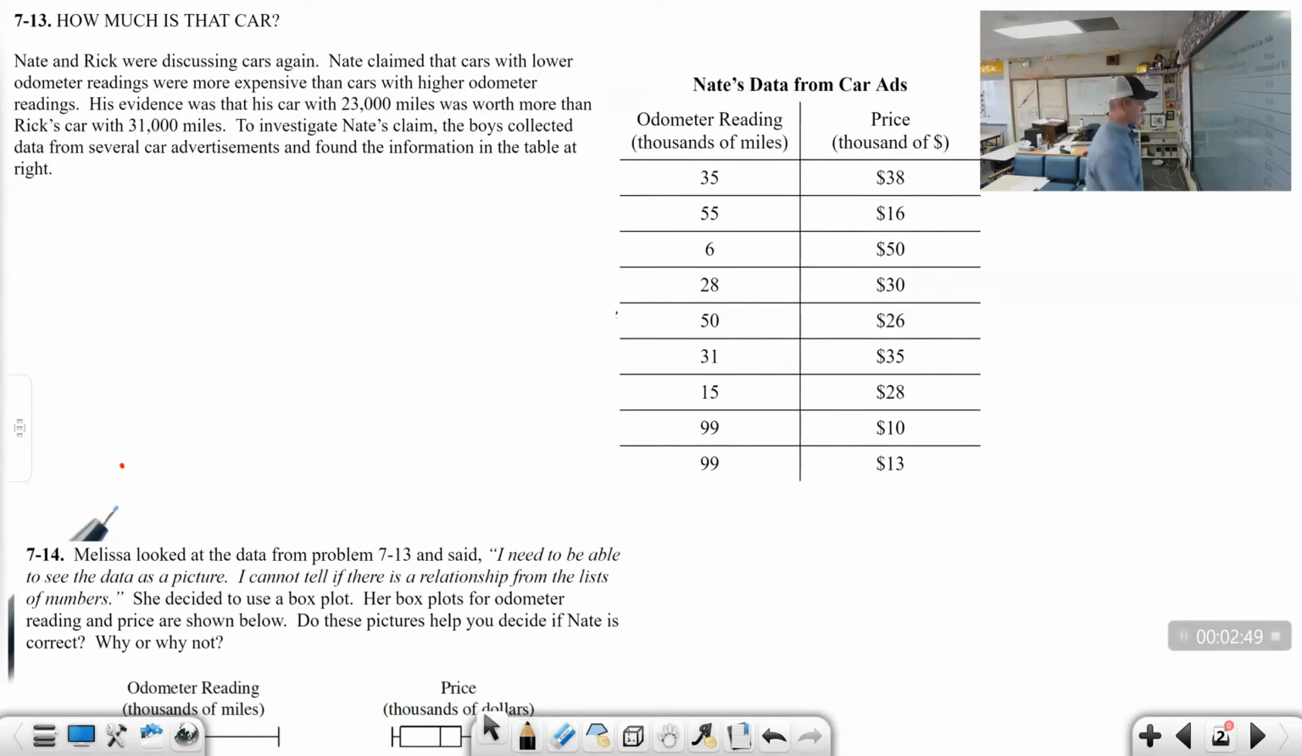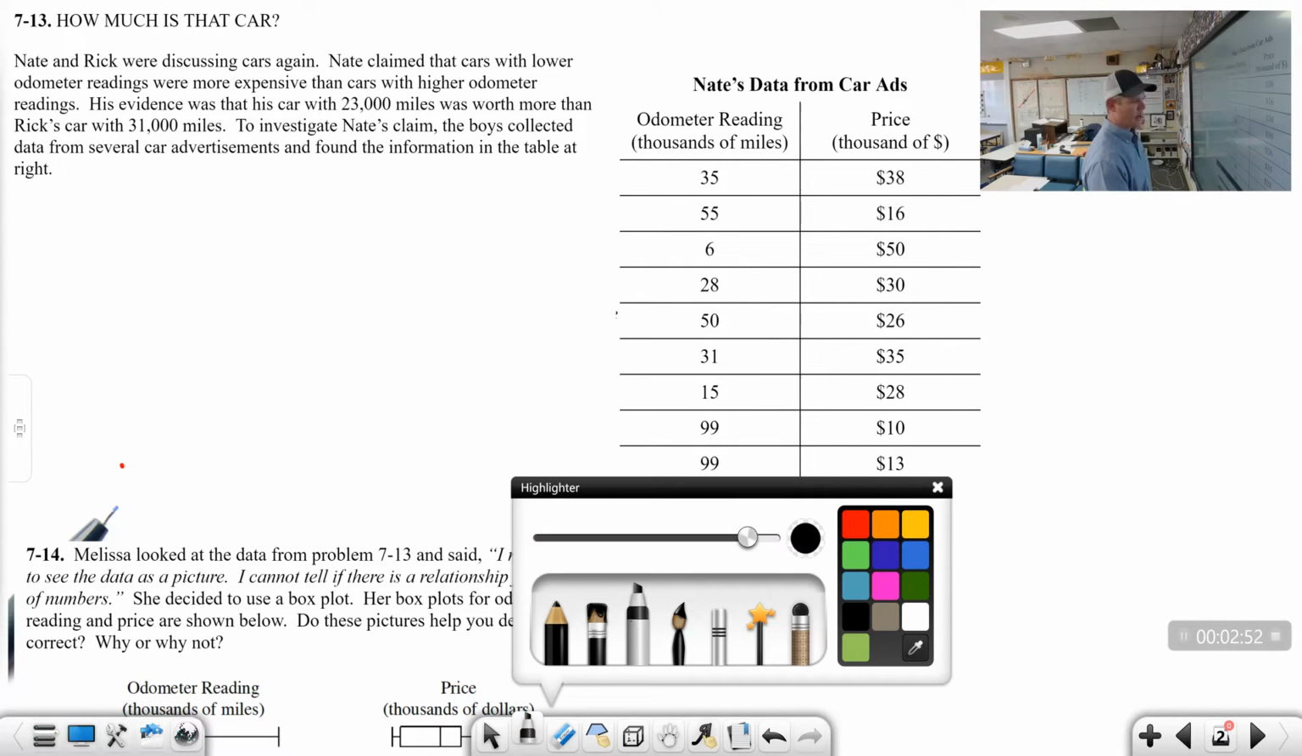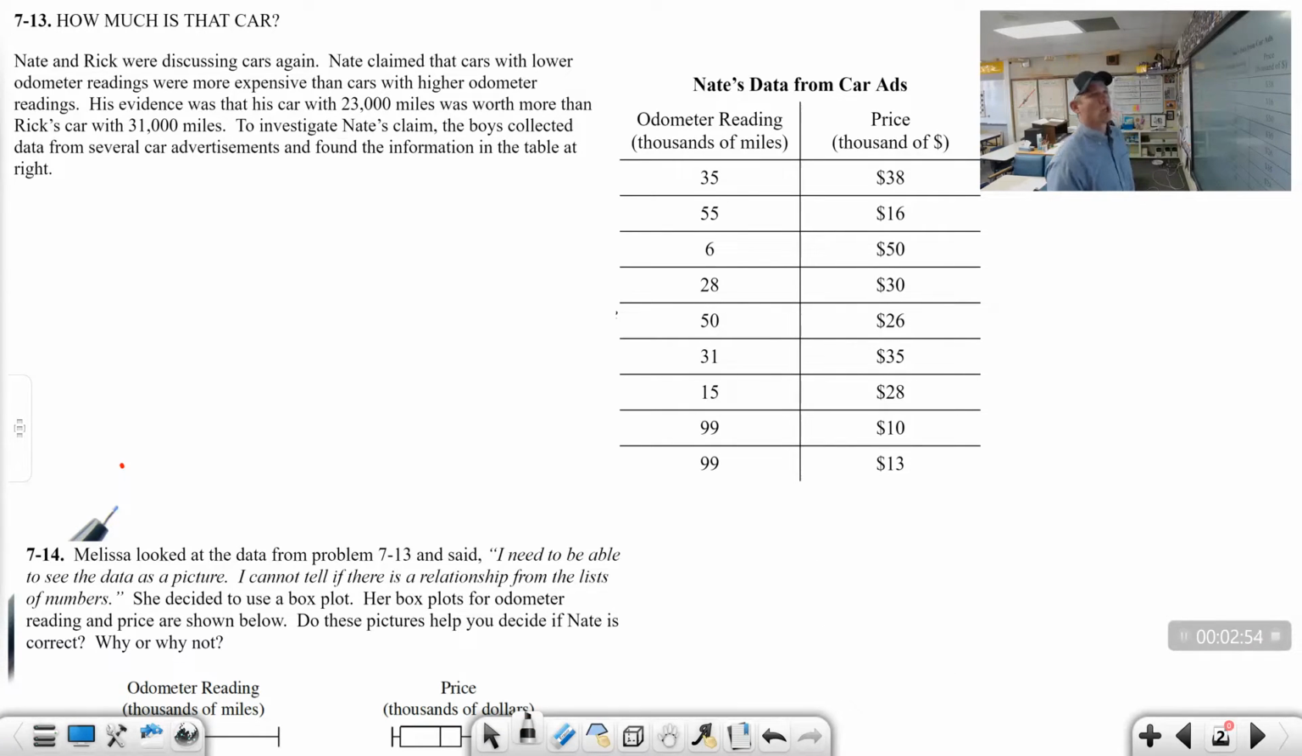Okay, so if we look at the data, let's go ahead and highlight a situation where lower odometer readings cost more money. Here's a low odometer reading costing a lot of money. However, there are some anomalies. Notice, here's a 28 with less money, higher, more money. So there are some inconsistencies there, but hopefully you have a sentence written.